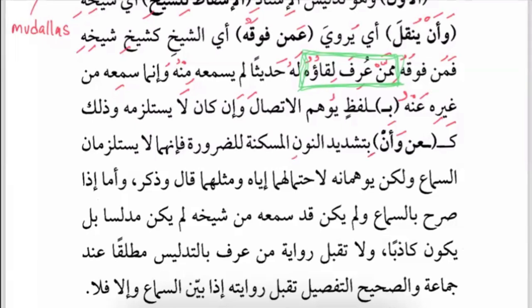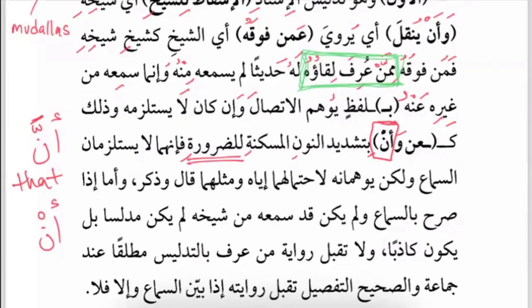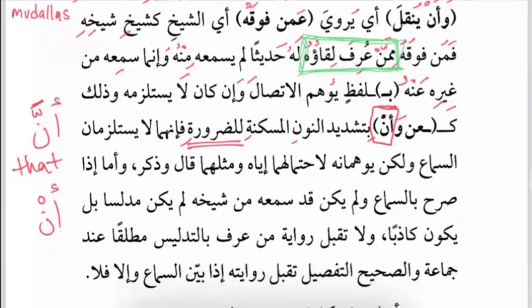بتشديد النون المسكنة للضرورة. This word "an" here, Sheikh Al-Jabarti is saying, if someone were practically doing that, he'd actually be saying "anna" with a shadda. "Anna fulanan qal," that so-and-so said. But the way it's written in the poem is "an" with a sukoon on it, للضرورة, to keep the beat. Yani, for the necessity of keeping the beat. For the emergency of the poetry.